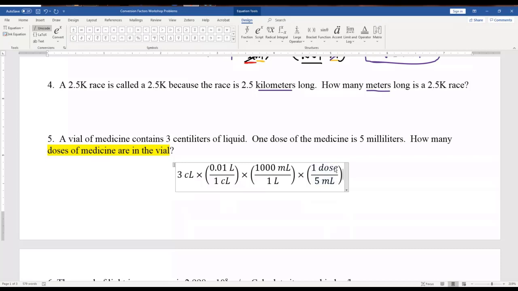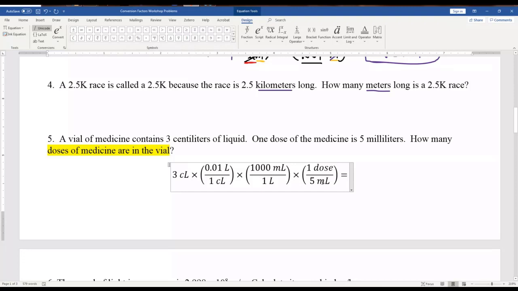So there we go. Now we can actually calculate how many doses are in this thing. That's 3 centiliters, 3 times 0.01 times 1,000 divided by 5. Notice I don't actually bother multiplying or dividing by the ones. The easiest way to do these on your calculator is just to multiply all the numbers on top and then divide individually by each of the numbers on bottom. So 3 times 0.01 times 1,000 times 1 divided by 1 divided by 1 divided by 5.